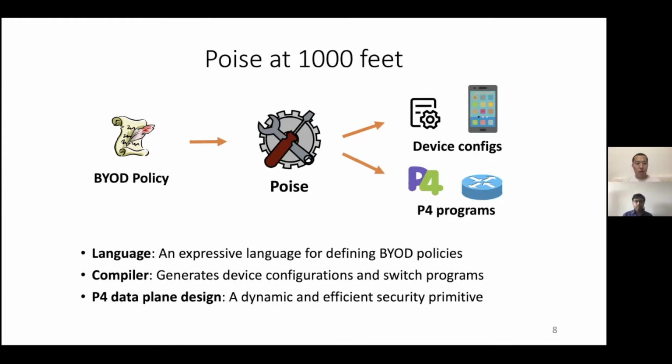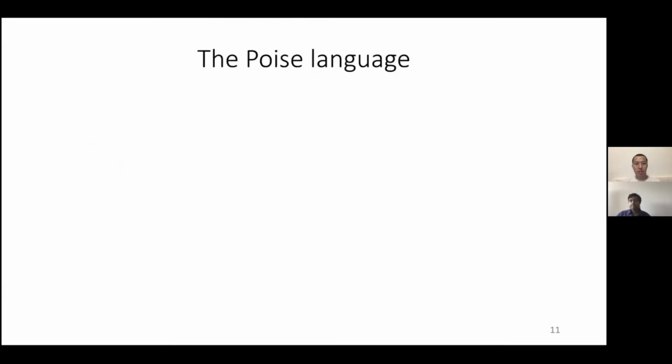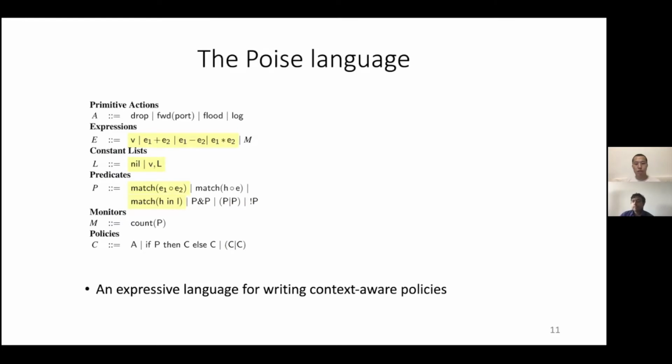Then we will also show how we design the P4 data plane to enforce the policy in a dynamic and efficient manner. For the rest of the talk, I will be focusing on the design of Poise. We start with the Poise language. The Poise language is used for writing context-aware policies in a simple way.